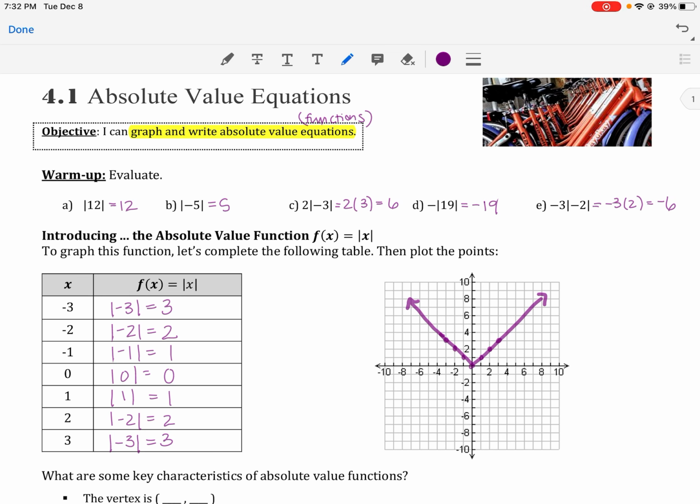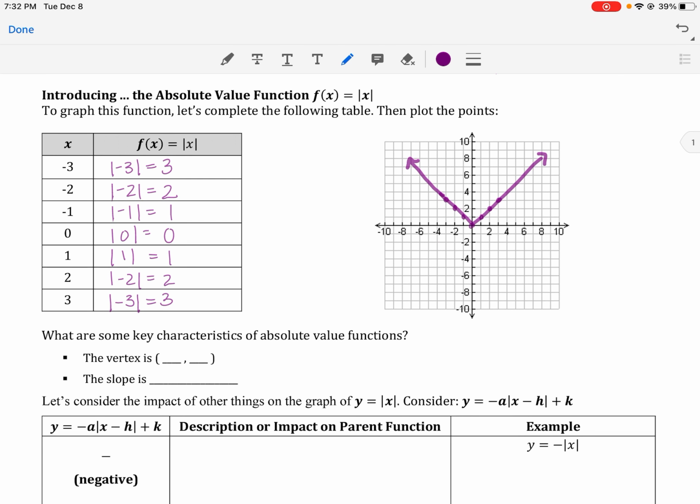All right, so let's talk about some key characteristics of just your generic absolute value graph. Notice here with our absolute value, the vertex, meaning the minimum or maximum, in this case the minimum, the low point, is at the origin, so it's at 0, 0. I think the slope is the other key characteristic. It's going to make a V shape this time rather than a U shape for a parabola.